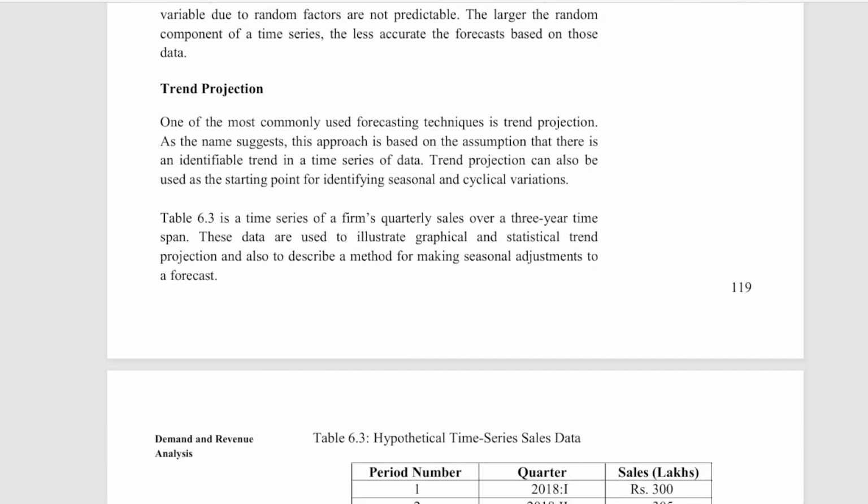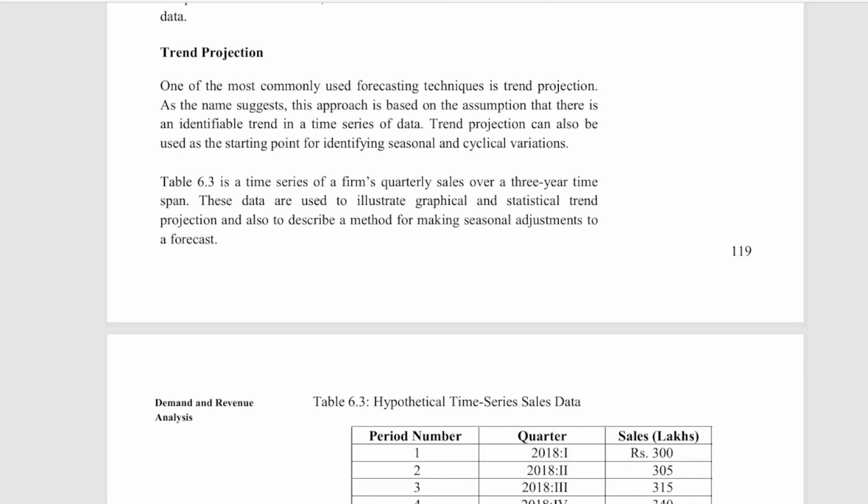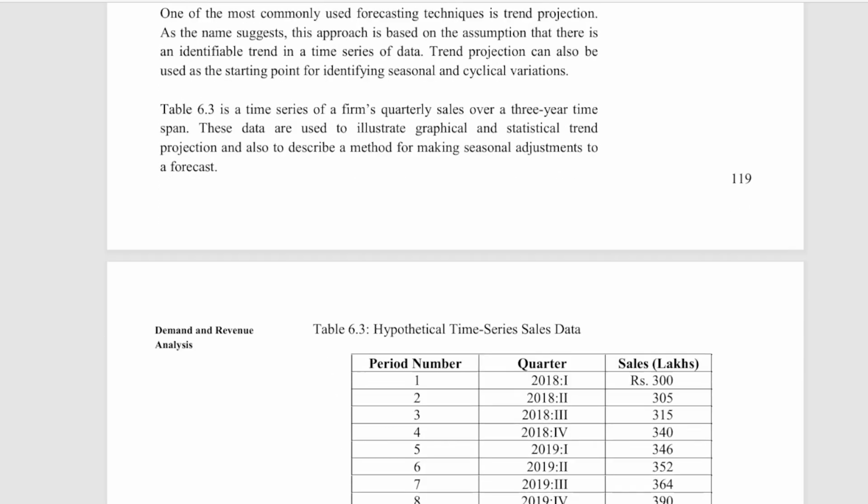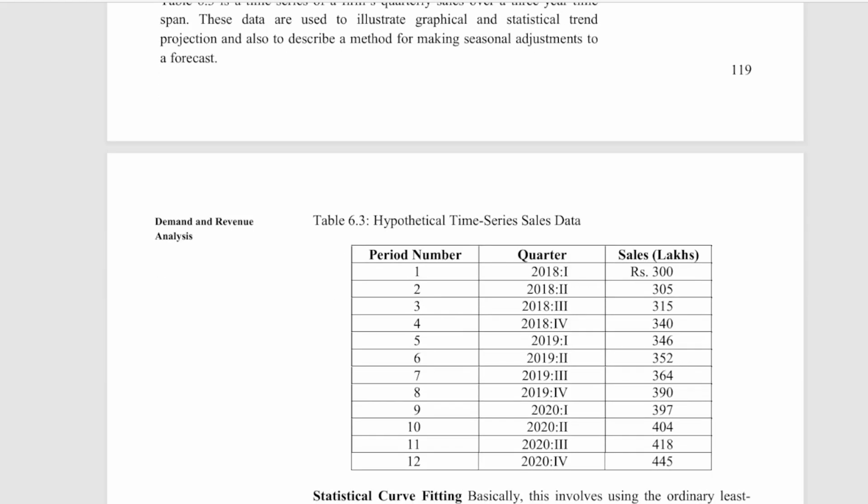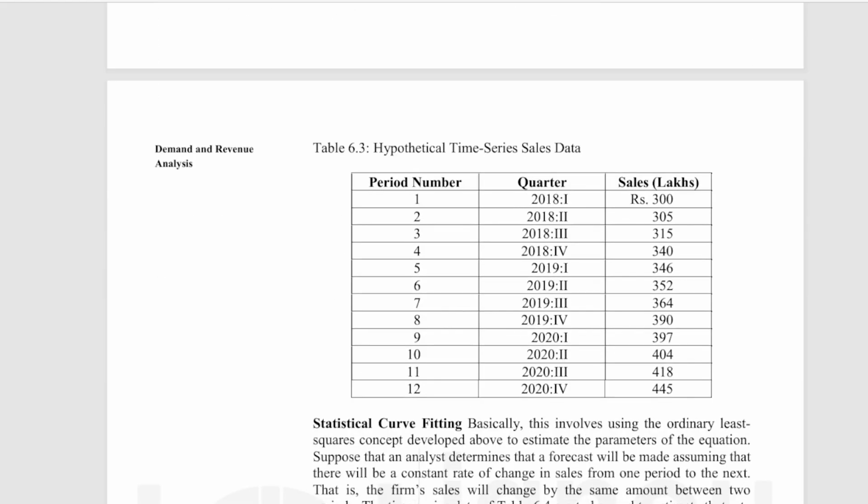And next is trend projection. What is trend projection? One of the most commonly used forecasting techniques is trend projection. As the name suggests, this approach is based on the assumption that there is an identifiable trend in a time series of data. Trend projection can also be used as the starting point for identifying seasonal and cyclical variations. And this is Table 6.3, hypothetical time series sales data: period number, quarter, and sales.